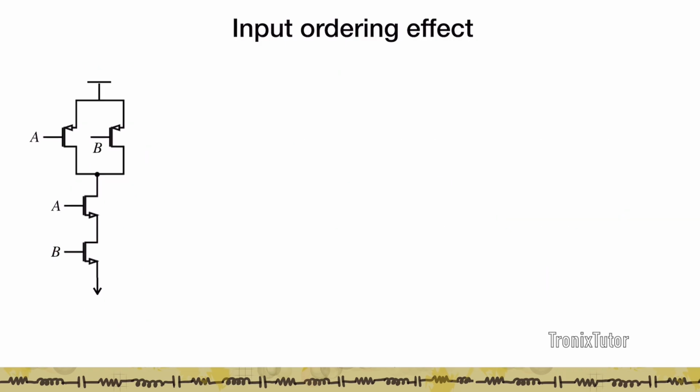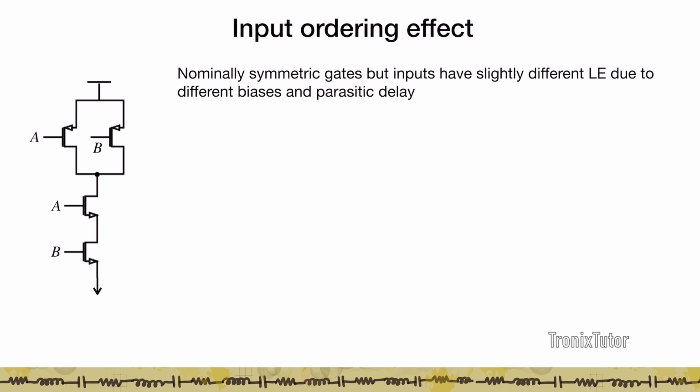Now we also looked when we discussed NAND gates about the input ordering effect. Right? So nominally again, we know that symmetric gates, if you look at a NAND gate, a NAND gate is going to be size 2, 2, 2, 2. So nominally the NAND gate has equivalent or equal logical efforts for inputs A and for inputs B. Now we know that in reality, however, they're going to be slightly different.